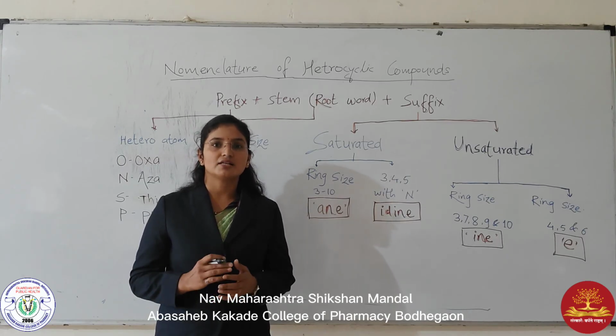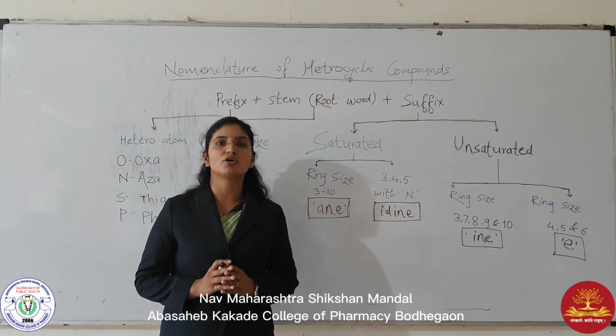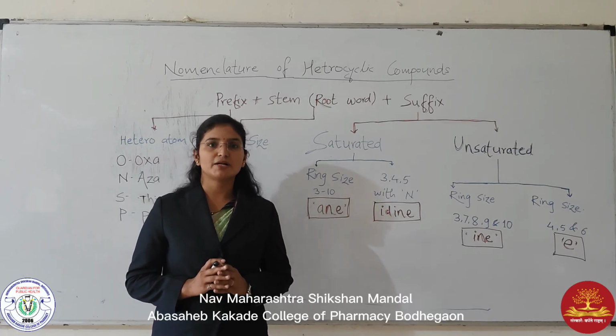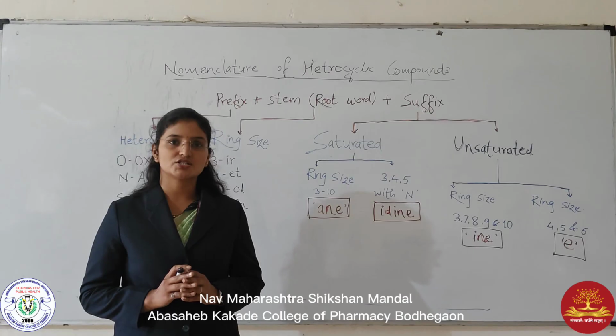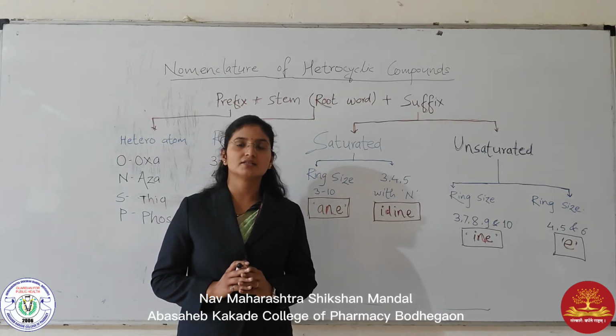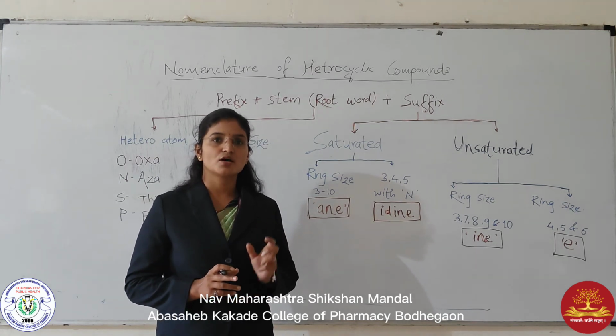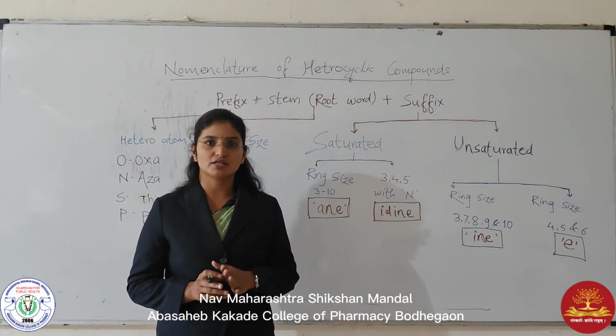Today we will discuss the nomenclature of heterocyclic compounds. But before starting the nomenclature, you should know about heterocyclic compounds. Basically, organic compounds are classified into two types: straight chain compounds and cyclic compounds or ring compounds. And cyclic compounds are again subdivided into two categories: homocyclic compounds and heterocyclic compounds.